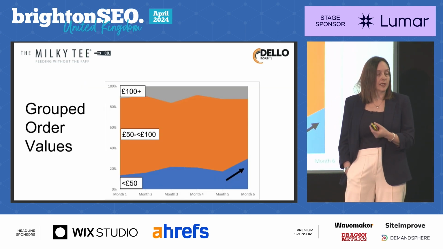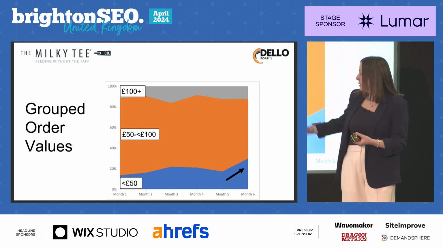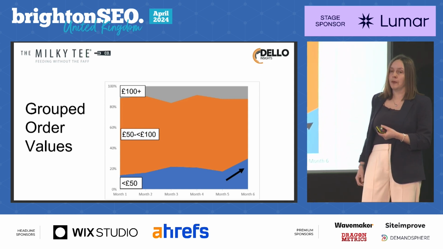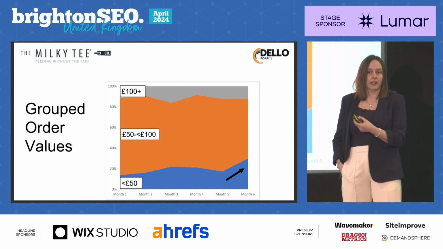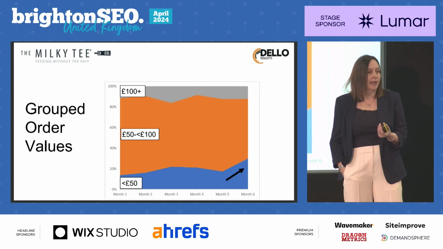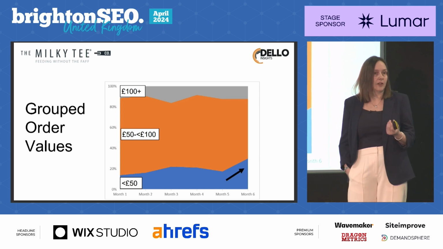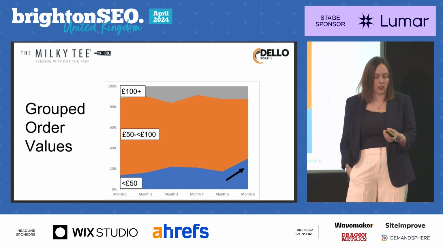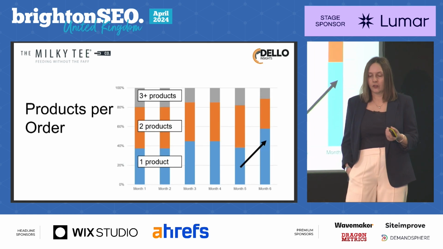We think it's more interesting to group the order values up. How many orders are less than £50? How many are £50 to £100 and over £100? And for this particular company, the £50 to £100 range really dominates, which is unsurprising because we know they generally sell a couple of t-shirts at a time. And also they do a promotion on orders over £50: free shipping.